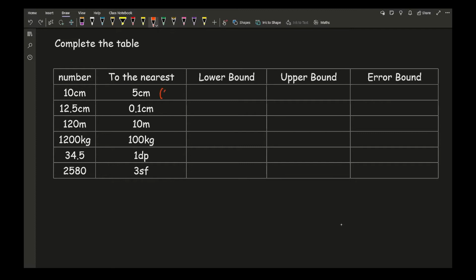So here I've got 2.5. And then this one's going to be 0.05. This is going to be 5. This is going to be 50. Now to one decimal place, that's going to be 0.05. And to 3 significant figures, that represents tens, so then that's going to be a 5. Now these are the numbers that I'm going to be adding and subtracting to get my lower and upper bound.